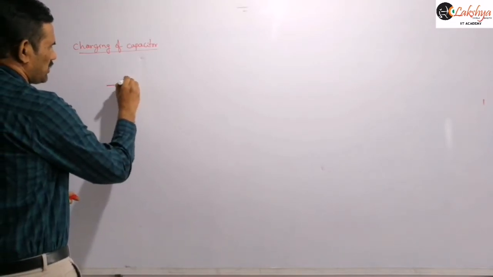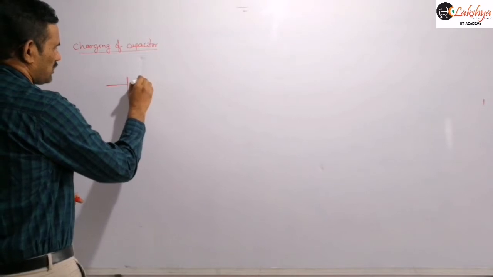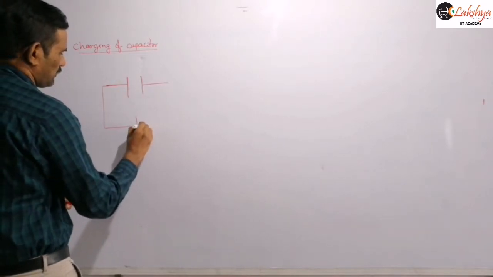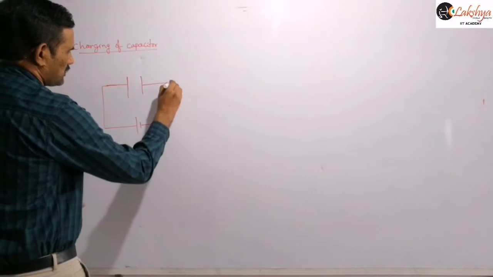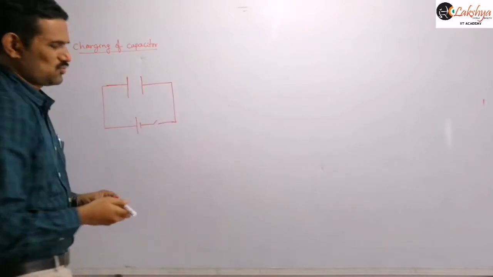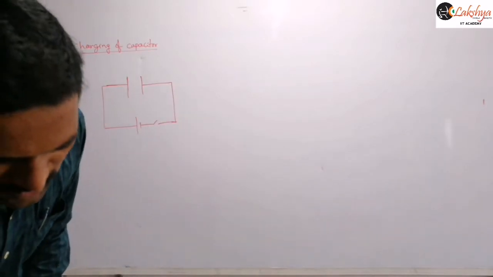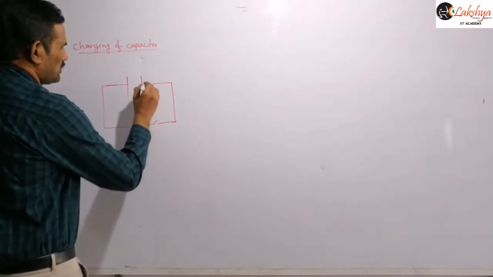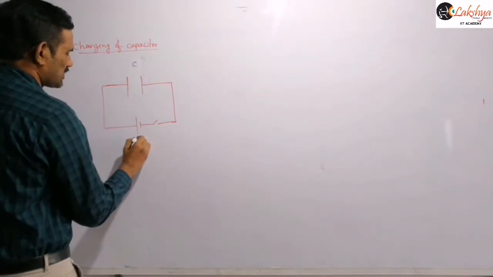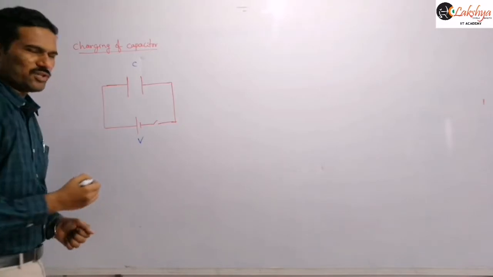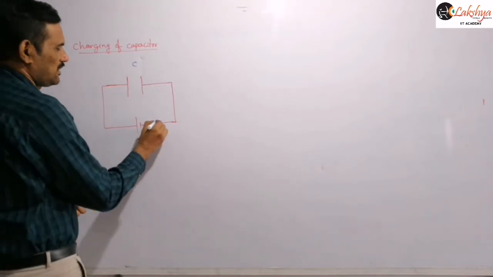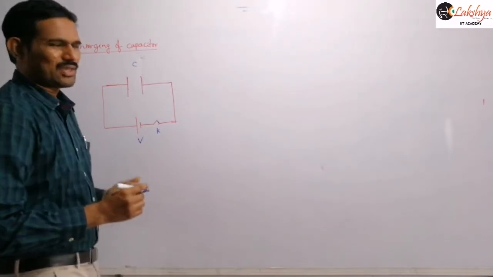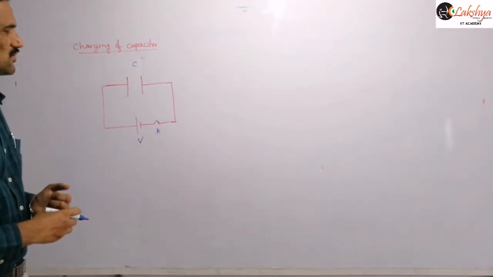Let us say this capacitor is connected to this battery through a key. This is a capacitor of capacitance C, right? Now it is connected to a cell of EMF V. Let us take it as an ideal cell. Now this switch is closed. Let's suppose this is a plug key K. Now K is closed. Let us consider that K is closed.